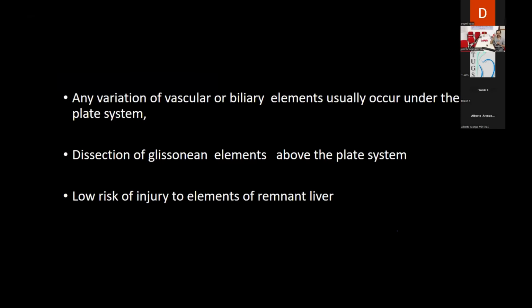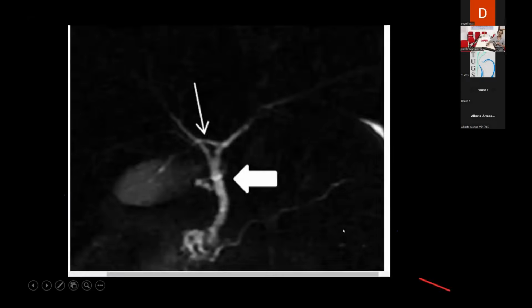Another point is that any variation of vascular or biliary elements usually occur under the plate system. So if you dissect the Glisonian elements above the plate, you will lower the risk of injury to elements of the remnant liver. I'll just show you a picture to illustrate this point. Here you have a posterior sectoral duct joining the left. This is the classical crossover anatomy.